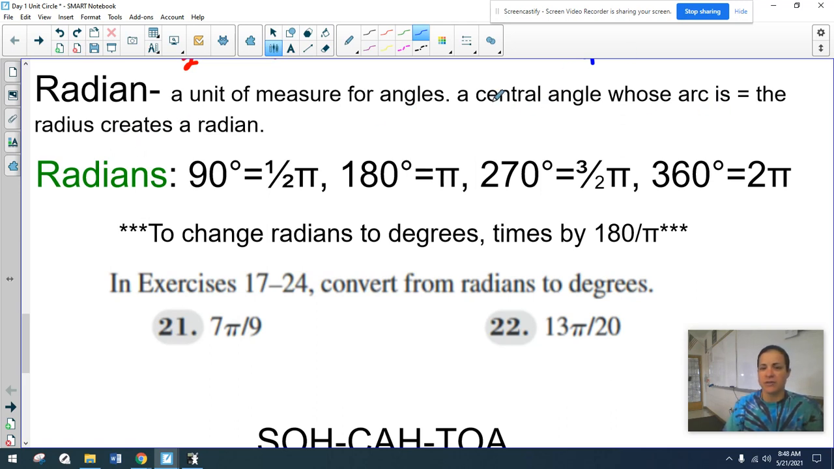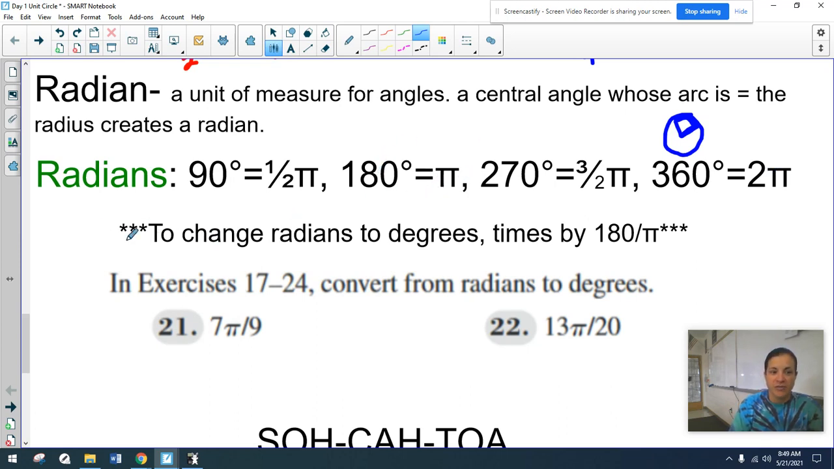So remember we were talking about a central angle in a circle? A central angle looked like that. The arc is equal to the radius and creates a radian. So the arc right here, they're saying the arc is equal to the radius, and that makes a radian. So a full circle, 360 degrees, is 2 pi. That's how radians are measured. They're in terms of pi. So 360 degrees is 2 pi. 180 degrees is a regular pi.